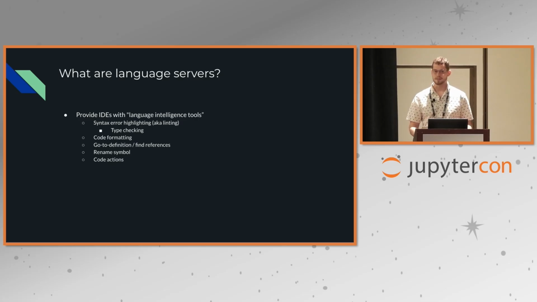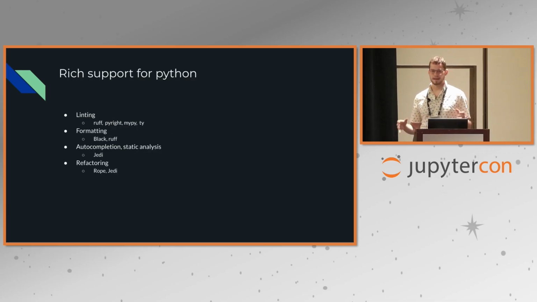And then finally, code actions. Probably the most common code action that I've seen people use is the classic add missing imports to your code. So you're trying to use a function from another file that hasn't been imported. You get a squiggle, and there's a quick fix action that the IDE will use to add that import for you automatically. And the nice thing is that Python already has pretty rich support for all these things.